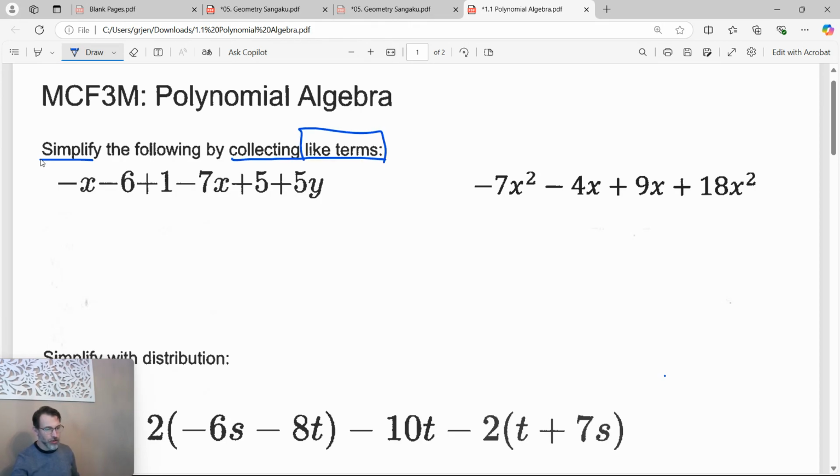Like terms are things like 3x and 7x. If I do 3x minus 7x, then that's going to be negative 4x, right? 3 minus 7 is minus 4, and they're x's. If I had something like 3x minus 4y, those are not like terms. x is not the same thing as y, so we could not collect those.